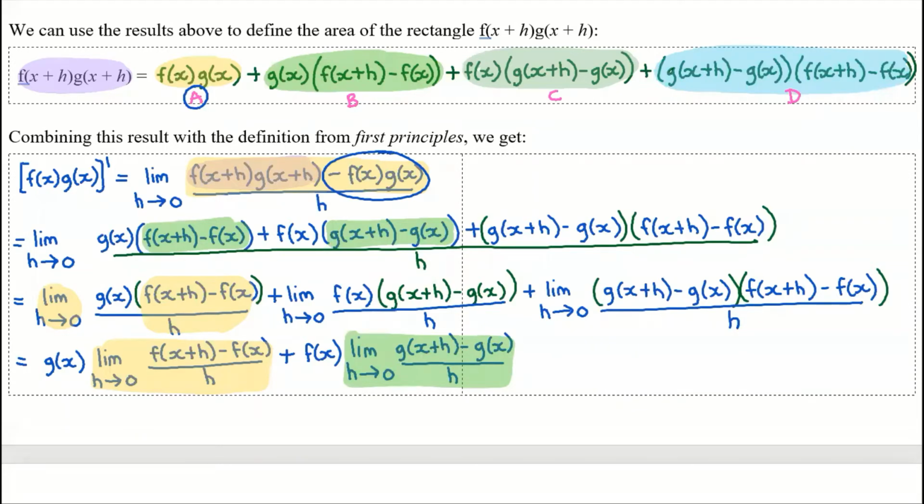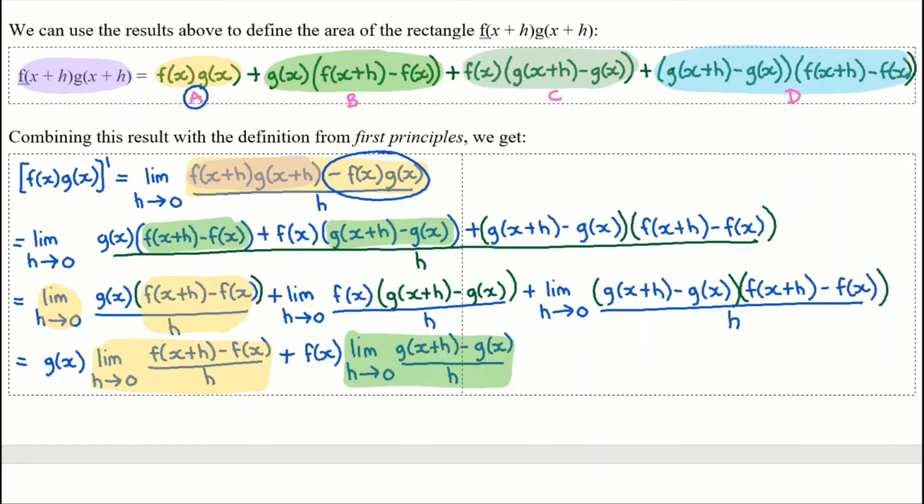Now, we've spoken before about the limit of a sum being the sum of a pair of limits. It's a similar way with the product. If you have the limit of a product of two functions, then that's the same as the product of two limits. And this is essentially what we've got in this third term, albeit with a slight change, because we haven't quite got the definition of two derivatives here multiplied together. So this isn't g dash x multiplied by f dash x.